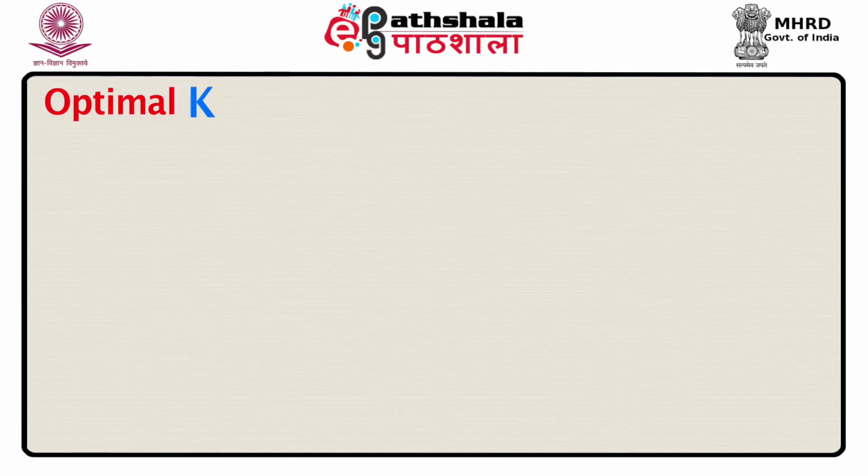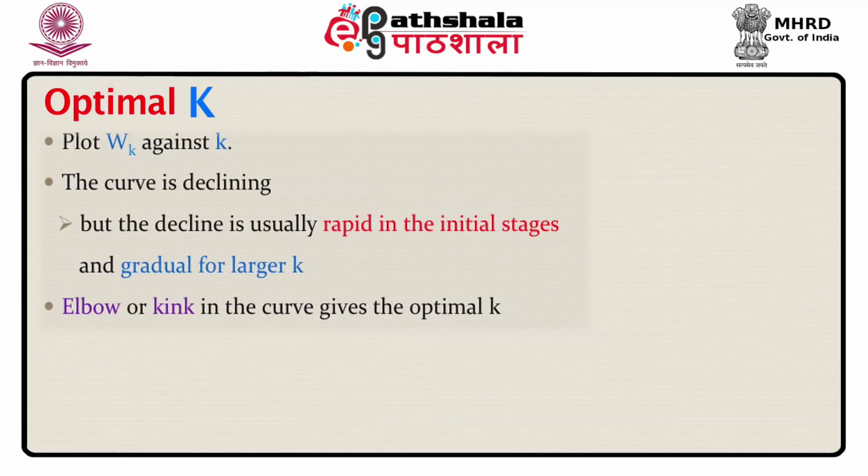Now the question is how to choose an optimal K. Suppose we take different choices of K and get Wk. We are not sure how many clusters we should have. So we start with K equal to 2, form 2 clusters, look at W2, then look at W3, then at W4, taking 4 clusters. We go on doing this. And if we plot these Wk's against K, we have a declining curve. Wk would be decreasing with K.